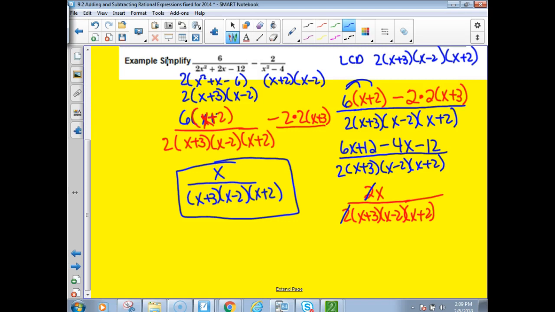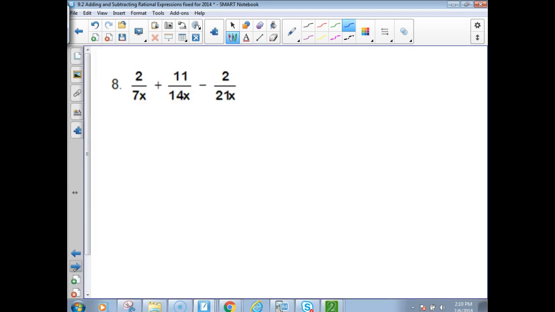Okay, let's try some more. These are a little more tedious than what we did yesterday. But it's still related because we did some of this stuff yesterday where we factored and simplified. Okay, a little bit simpler one on number 8.